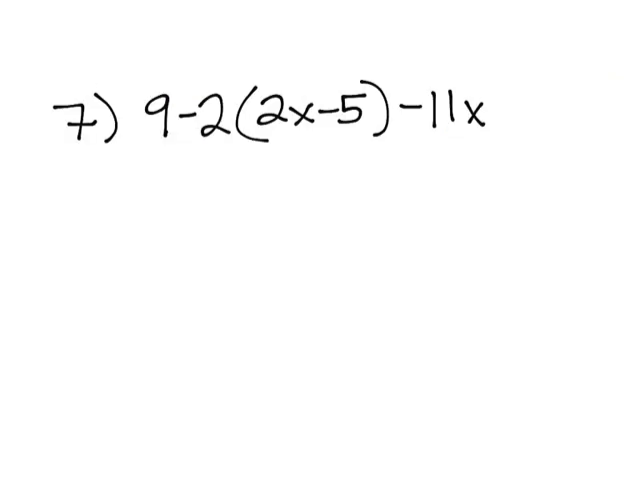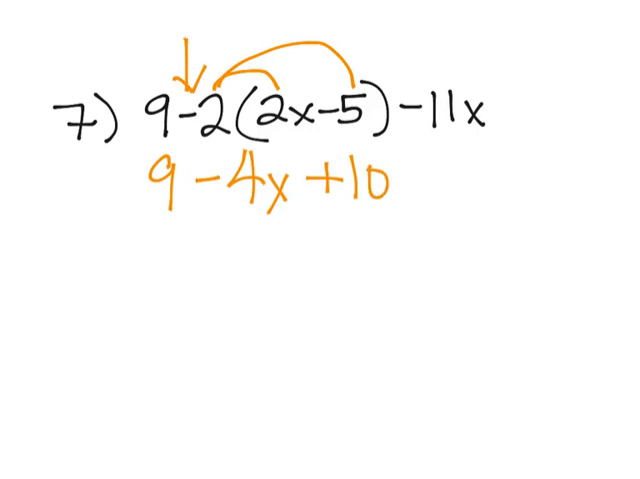Number 7, this is our last example. It is a little bit more tricky. I want to bring everyone's attention to this negative sign in front of the 2. Do not forget, when you distribute, we're multiplying when we distribute, you need to multiply by a negative 2. Okay, so I'm going to bring down the 9. Multiply both things by negative 2. So negative 2 times positive 2 is a negative 4x. Then negative 2 times negative 5 becomes a positive 10.